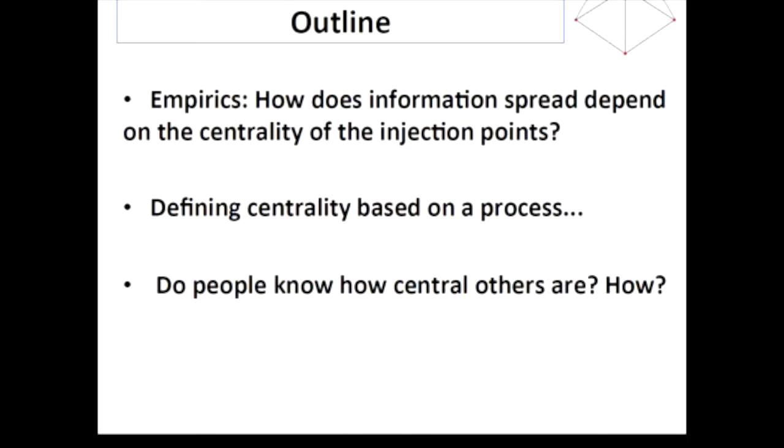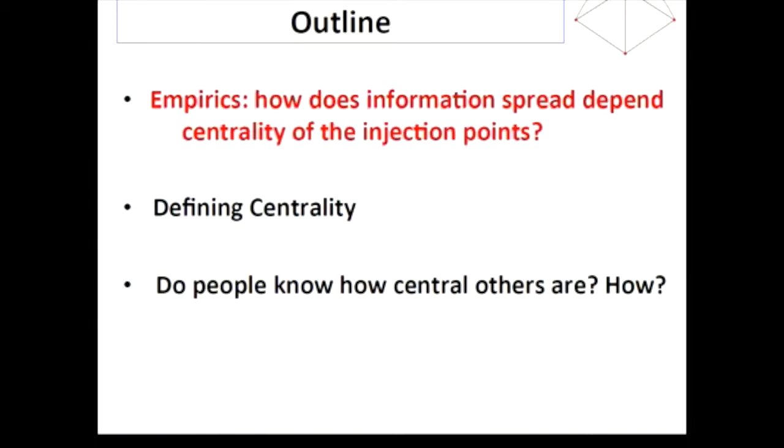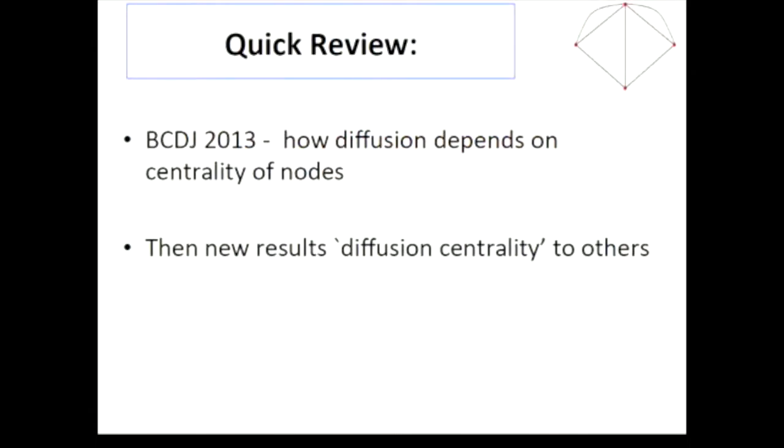In terms of outline, what I'm going to do is talk a little bit about the empirics. Then I'm going to define centrality based on a particular process. And then we'll come back, so I'll show you some theorems on that. And then I'll talk about how people are aware of the centrality of other individuals in the network. Okay, so let's start with the empirics and how this information spreads.